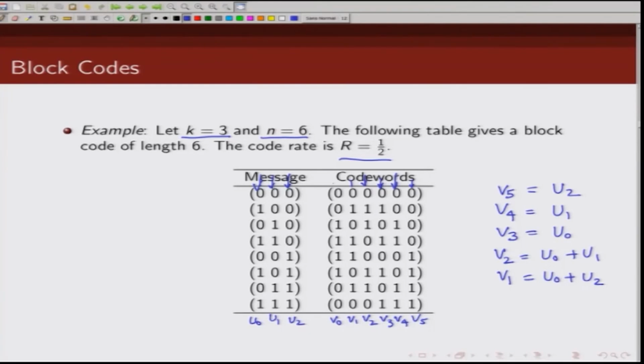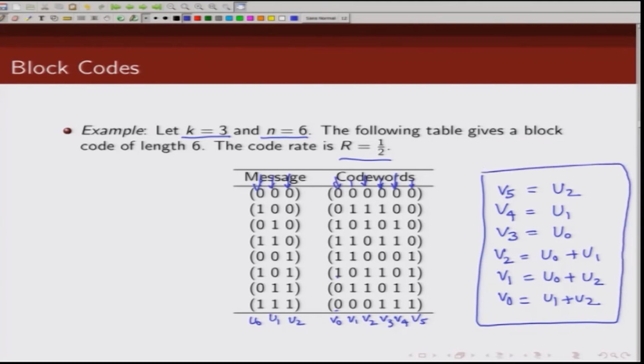Okay. Now let's look at the last one, V0. What is V0? We can see that this is the same as U1 plus U2. So 0 plus 0 is 0, 0 plus 0 is 0, 1 plus 0 is 1, 1 plus 0 is 1, 0 plus 1 is 1, 0 plus 1 is 1, 1 plus 1 is 0, and 1 plus 1 is 0. So this is how we have mapped our information bits into our coded bits.